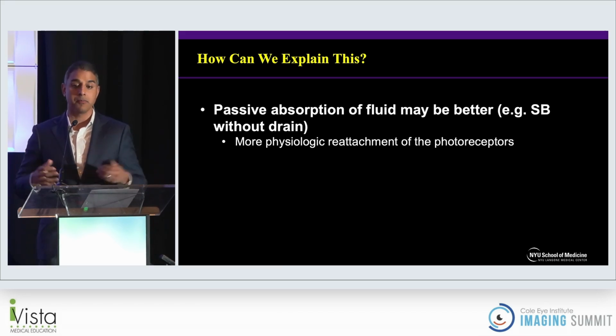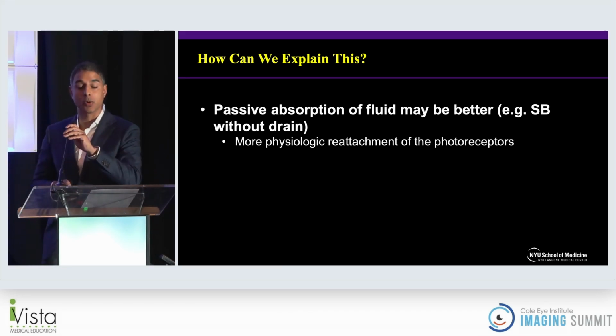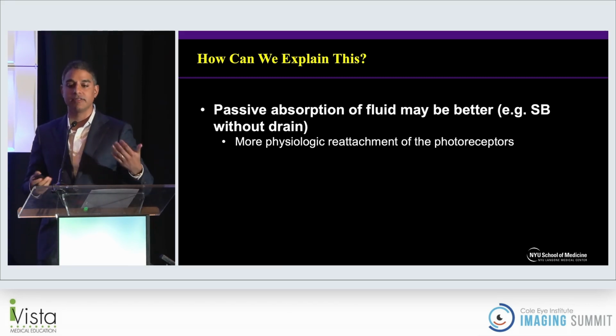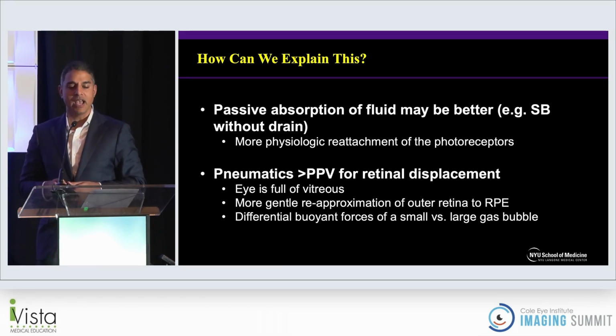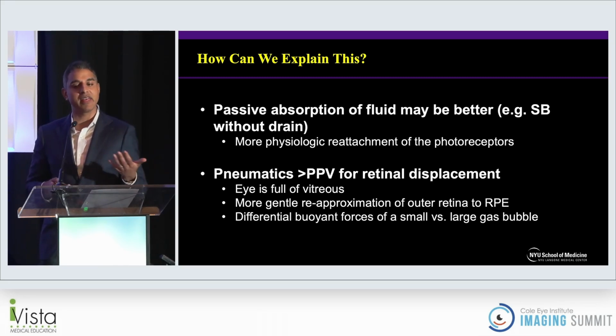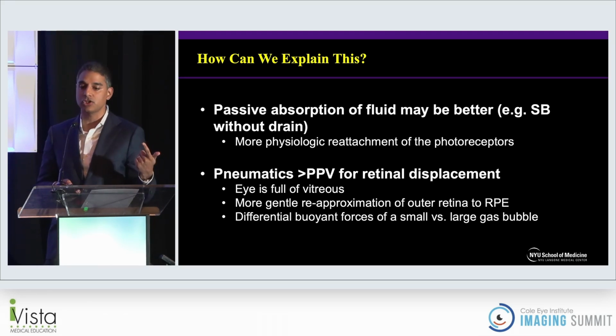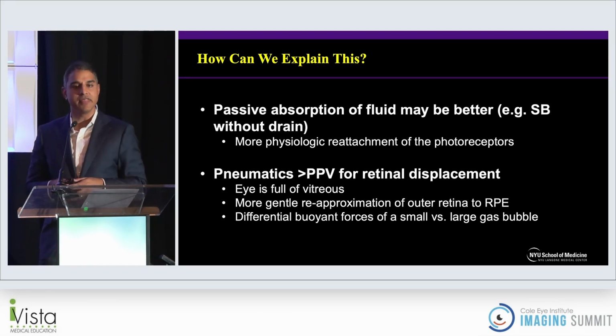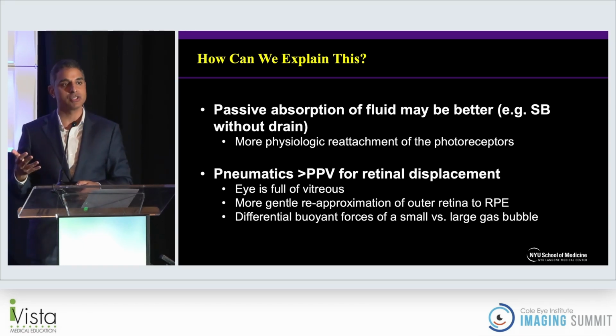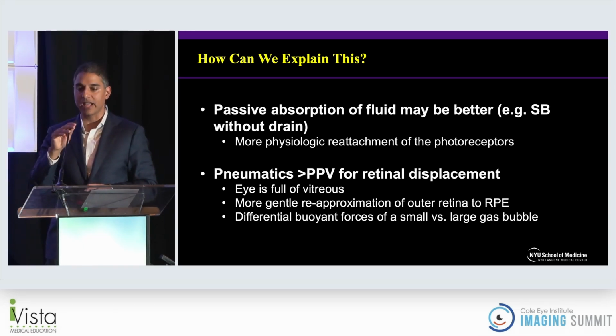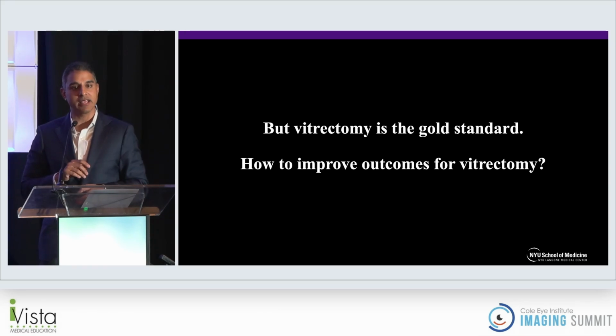Well, perhaps this is because passive absorption of fluid may be better, maybe a more physiologic way of attaching photoreceptors. And then what about pneumatics? Why is it that they have lower rates than vitrectomy? Well, when you do a pneumatic, you have an eye full of vitreous. There may be more gentle approximation of the outer retina to the RPE. And then there are naturally differential buoyant forces of a small versus a large gas bubble. So all things to think about.